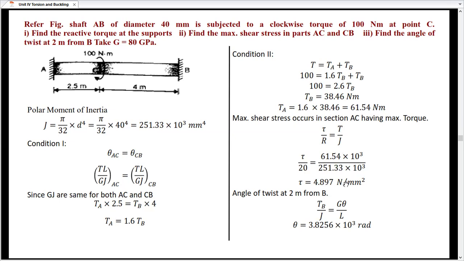Okay. So we have calculated the maximum shear stress in parts AC and CB. We have maximum shear stress at AC because torque is more at section AC. That's why we can write that maximum shear stress will occur at section AC.